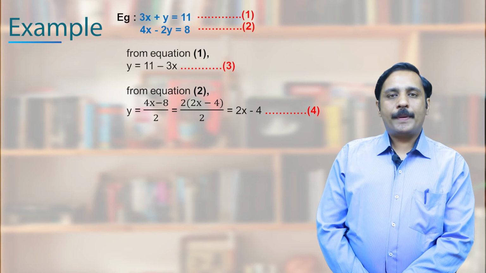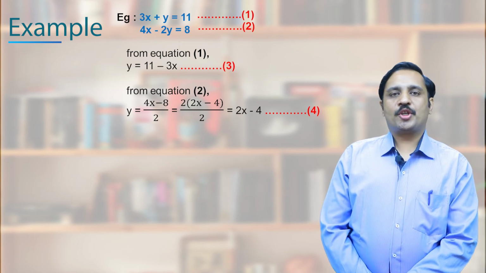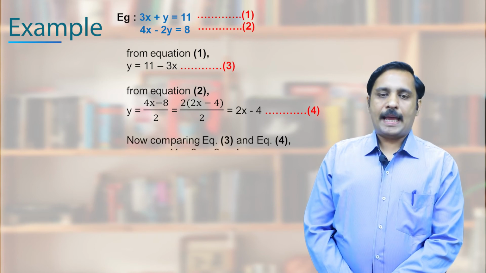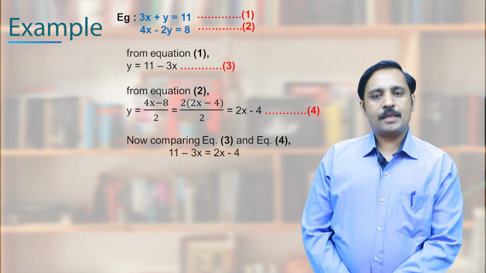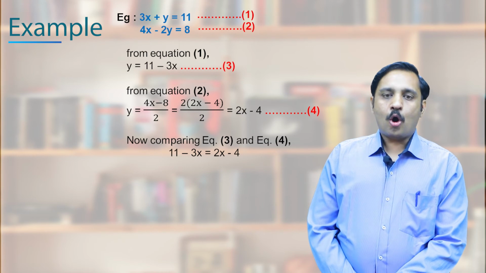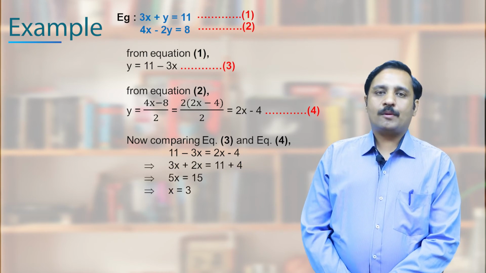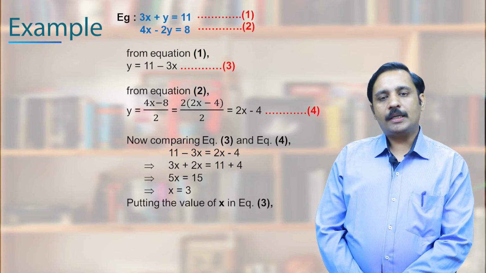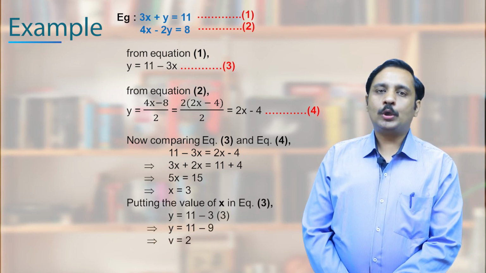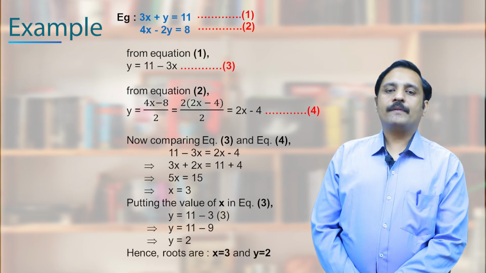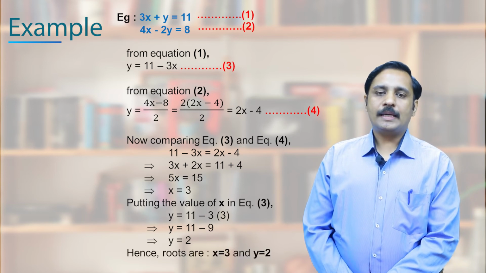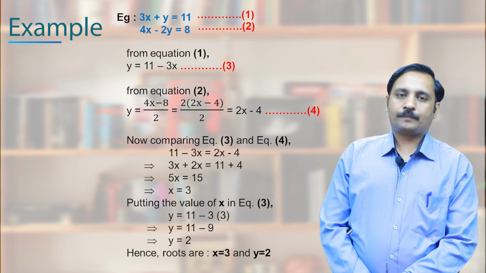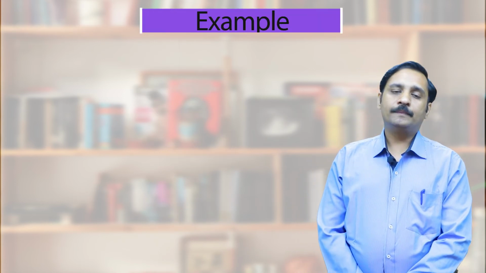Now we will compare equation number 3 and equation number 4 as they both are equal to y. So we have 11 minus 3x is equal to 2x minus 4. On solving, we have x is equal to 3. Now putting the value of x in equation number 3, we have the value of y as 2. Hence we have roots as x is equal to 3 and y is equal to 2. This method is the comparison method. Let us take another example.